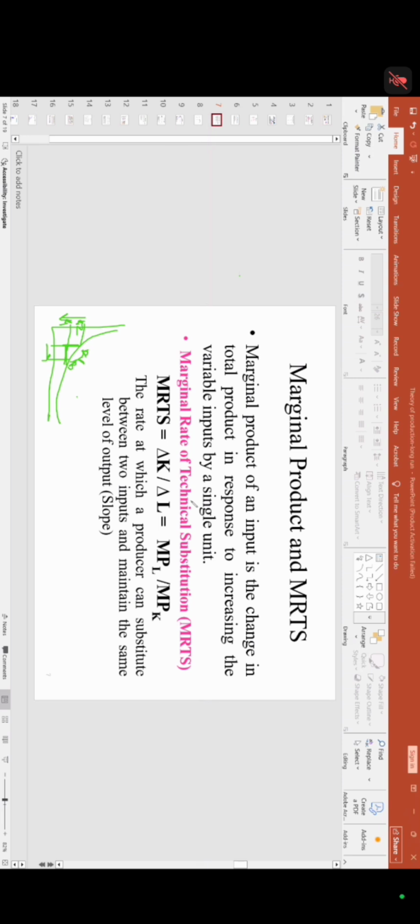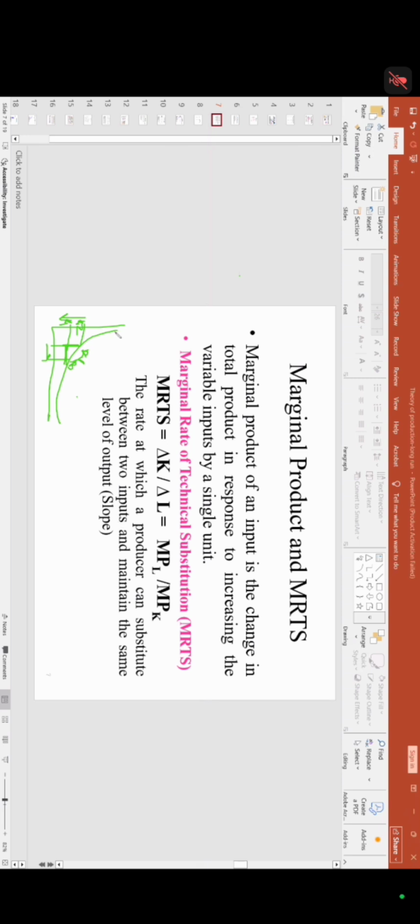Technical in the sense the input substitution that you conduct when you are increasing your inputs or the outputs. So the rate at which a producer can substitute between 2 inputs and maintain the same level of output. Okay, and they need to have the same level of output, right? The rate at which a producer can substitute between 2 inputs and maintain the same level of output.